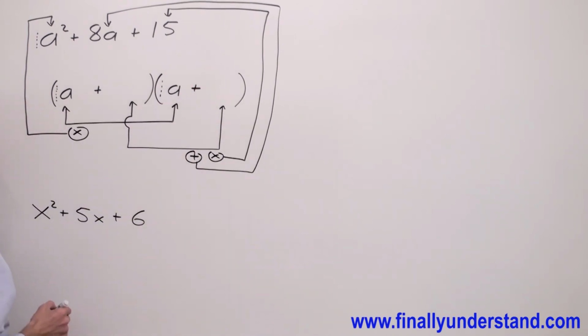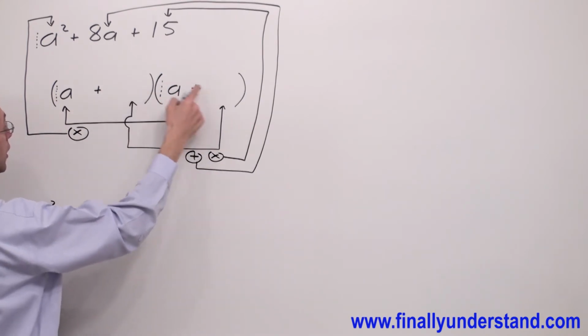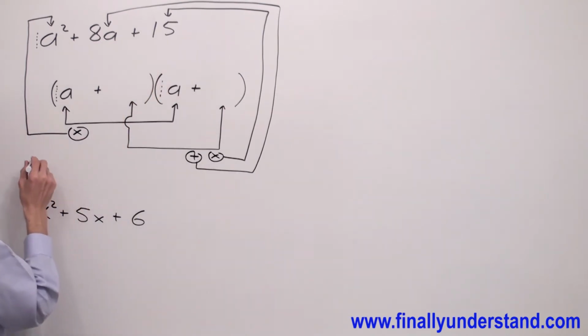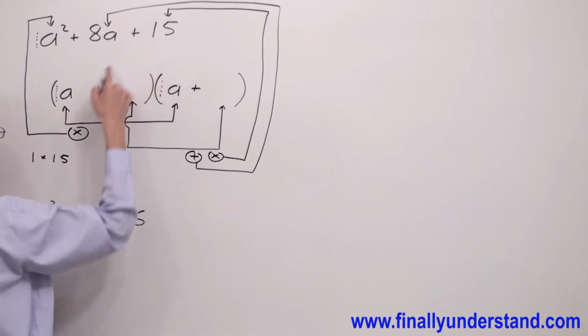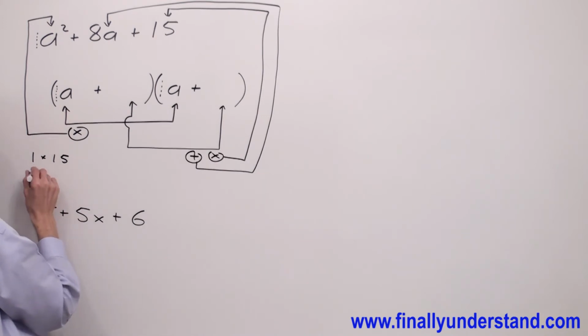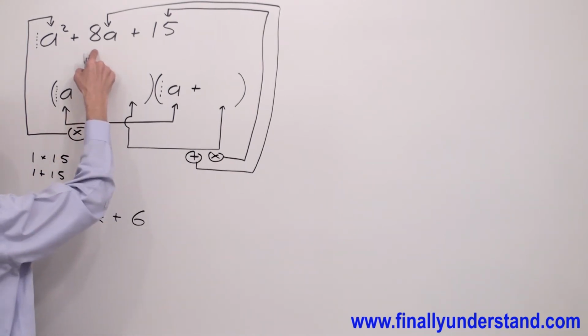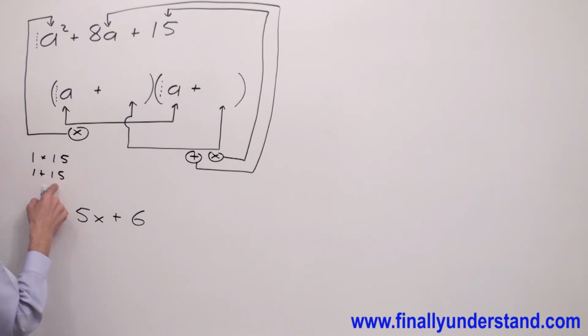Next, what numbers multiplied together are going to give me 15? Someone can say 1 times 15. 1 times 15 is equal to 15. But the question is, is 1 plus 15 going to give me 8? No. So this is the wrong pair of numbers.